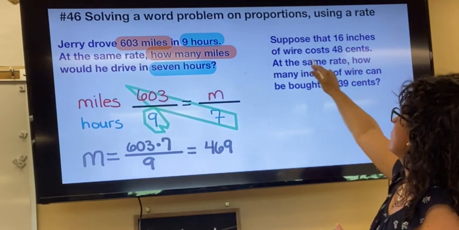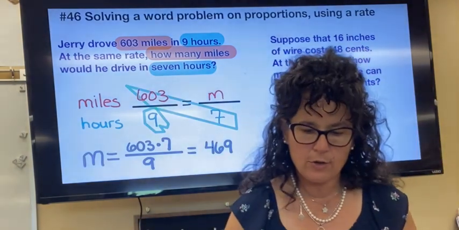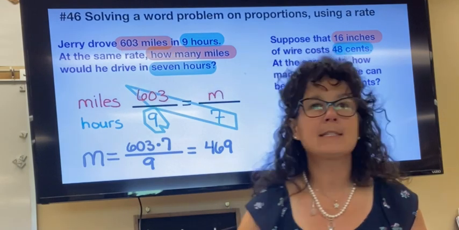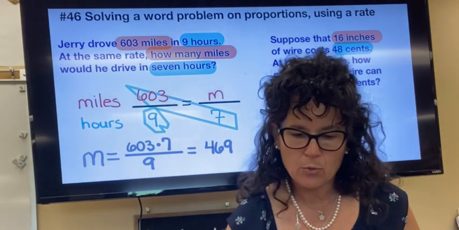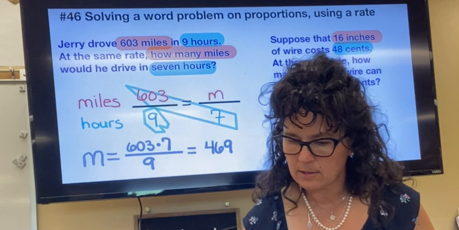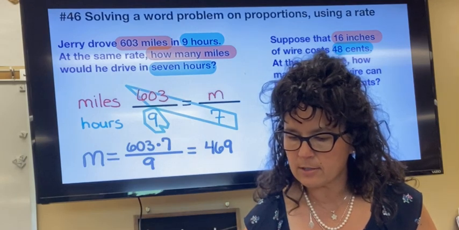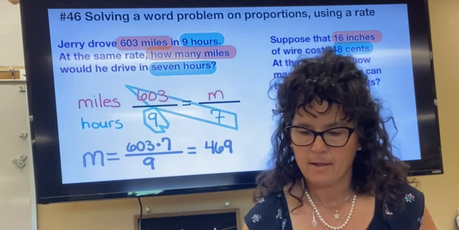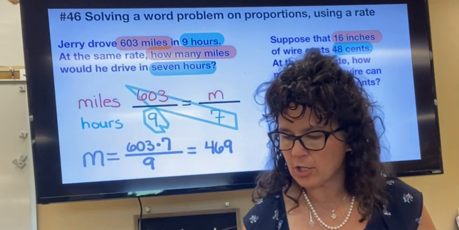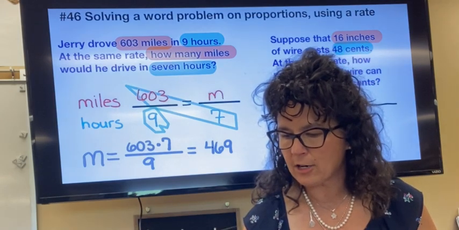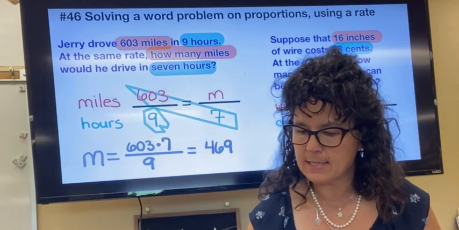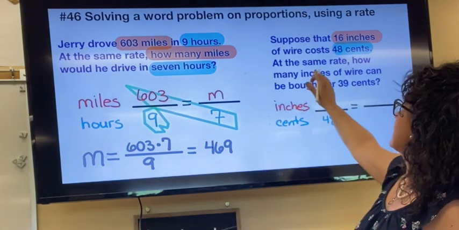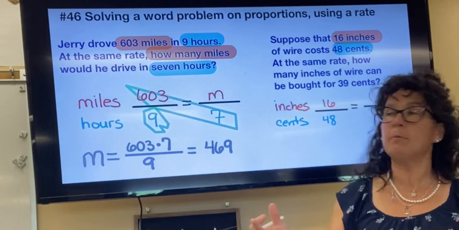suppose that 16 inches of wire costs 48 cents. So the two things that I'm comparing are inches and cents. So I'm going to write down inches in the numerator and cents in the denominator. I'm going to set up a single fraction equal to a single fraction, and my first fraction is going to be 16 over 48. Okay, I keep reading and it says at the same rate, which means same fraction, same labels.